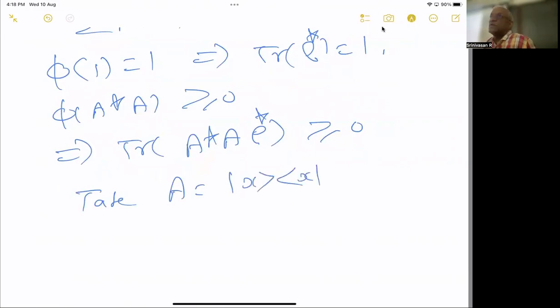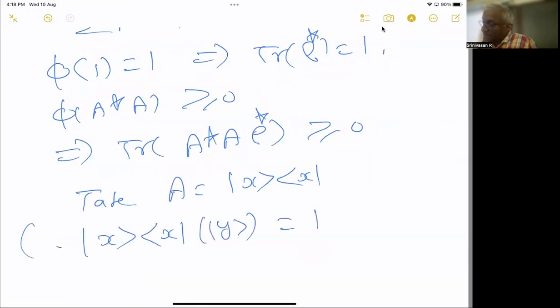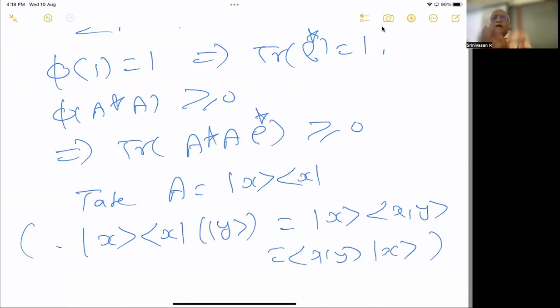This is an operator. You know this operator? This operator acting on any Y, where Y is a vector like this, gives the inner product of X and Y, which is just a number. You can bring it out. This is what is called a rank 1 operator. It acts on an element, takes the inner product with that, and multiplies with the other vector.